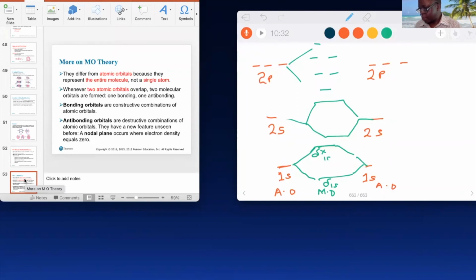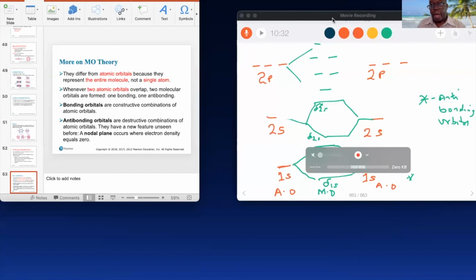There is the sigma 2s, there is the sigma 2s star. The star indicates an anti-bonding orbital. Just the star indicates an anti-bonding orbital. These are the molecular orbitals, and we go with the sigma and pi.